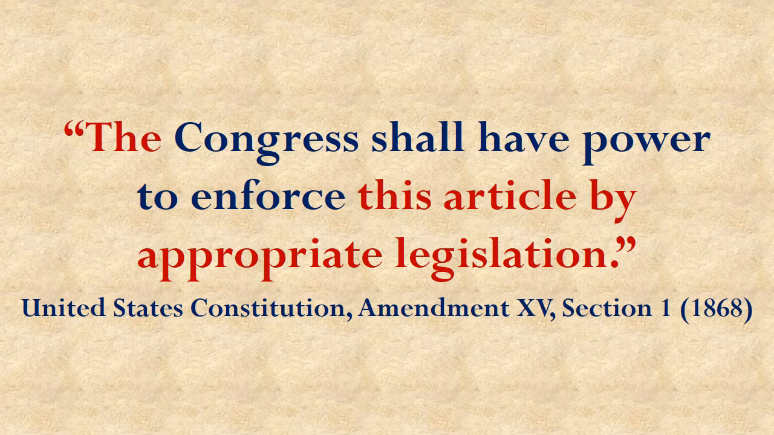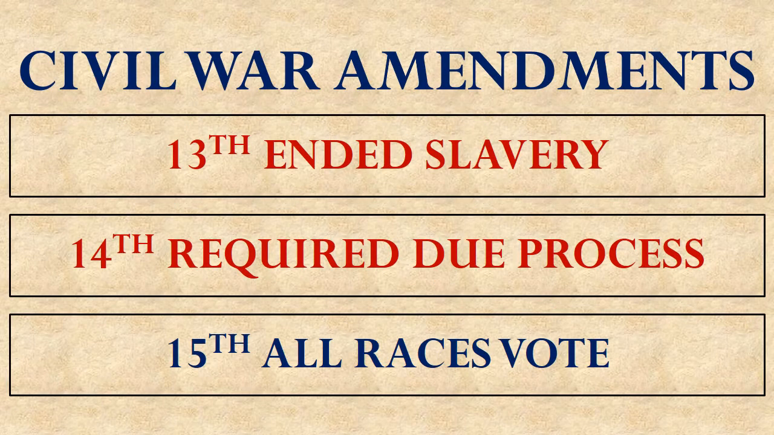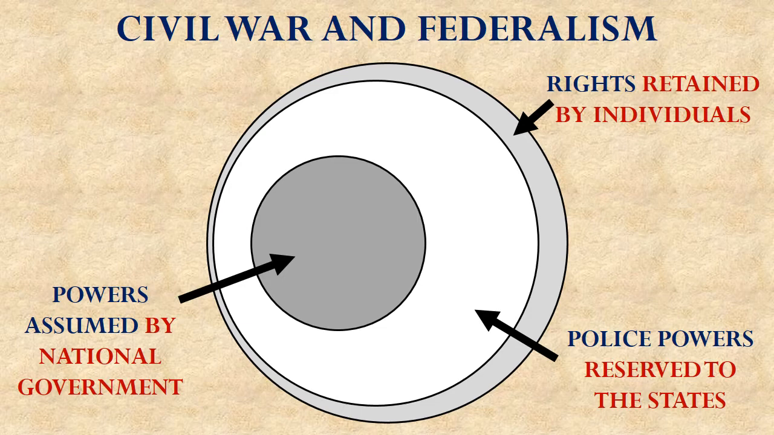So the 15th Amendment, like the others, after removing certain power from the state governments, then gives Congress power to enforce the amendment, to coerce the states into obeying. So the 15th Amendment allowed all races to vote. Let's now look at how these Civil War amendments affected the balance of power between the nation and the states. In other words, how it affected federalism in the United States of America.